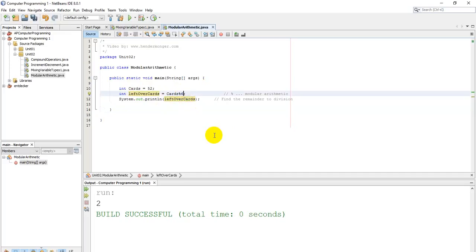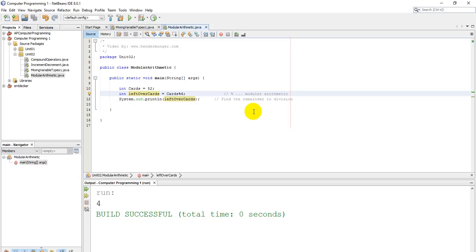Or maybe we'd have 6 players here. If we had a 6-player game, well, 6 goes into 52 eight times, because 8 times 6 is 48. And that means we'd have 4 left over. So when I run this, I'd now have 4 cards left over for this card game. So that's basic modular arithmetic. A lot of high school students don't learn that in high school. You have to wait till a college course, or you get to programming.